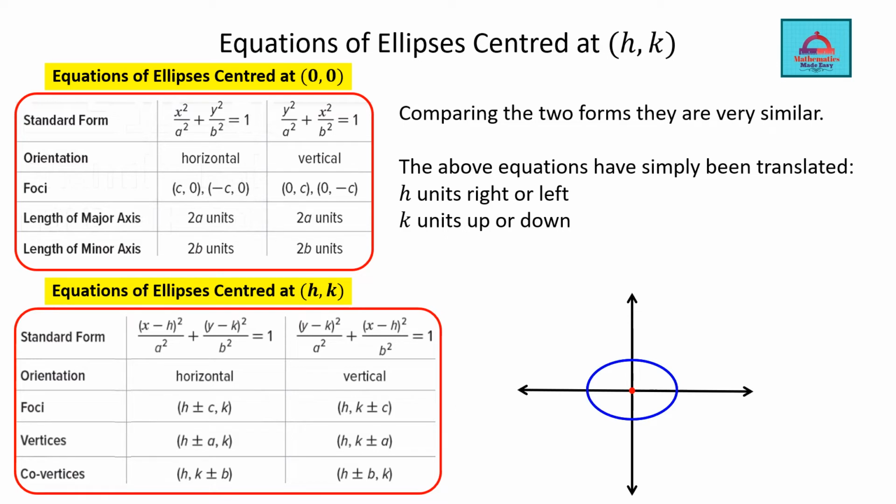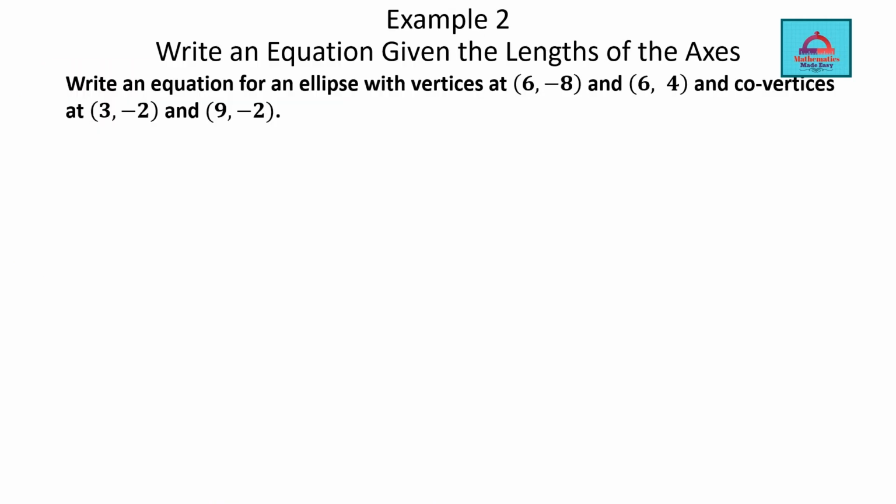So the ellipse, which first had its center at (0, 0), has now moved, as you can see, by h units on the x-axis and k units on the y-axis. I hope this animation helps you. Now let's solve one question on this kind of ellipse. Here you need to write an equation for the ellipse with the vertices at (6, -8) and (6, 4) and co-vertices at (3, -2) and (9, -2).